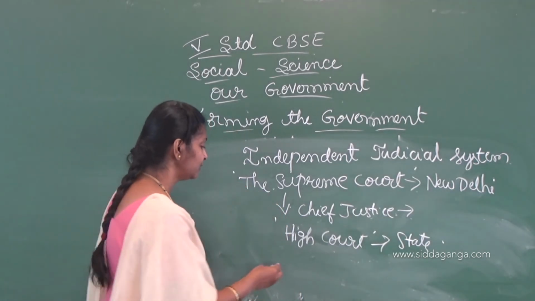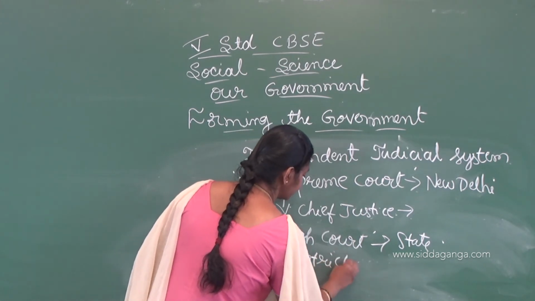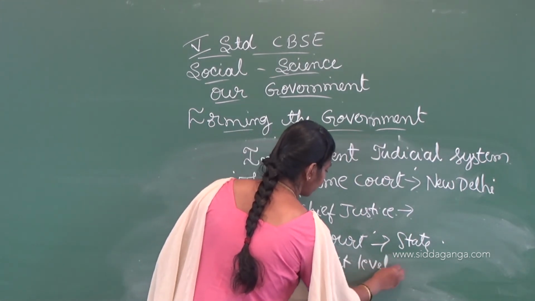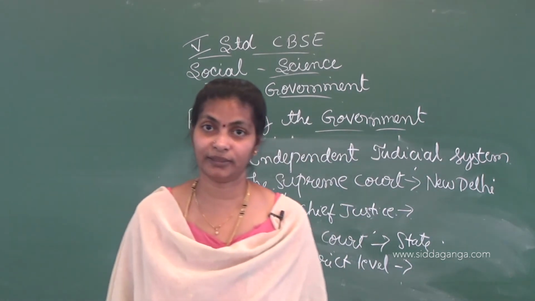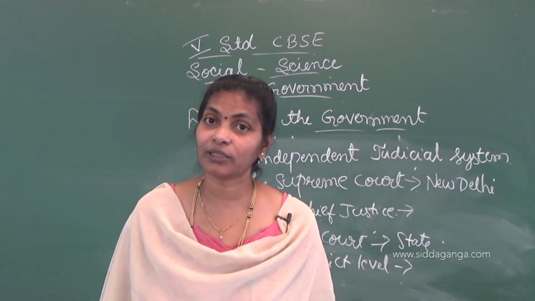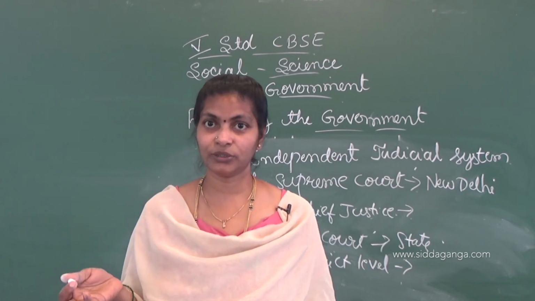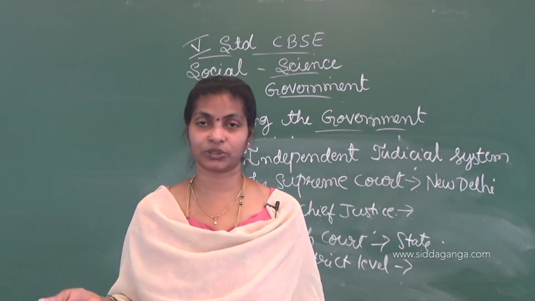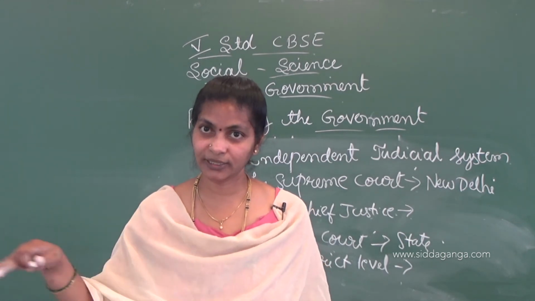At the district level, the district courts are working. What about the taluk level? At the taluk level also there are some courts. Those are called taluk courts. Taluk courts are giving justice at the taluk level.